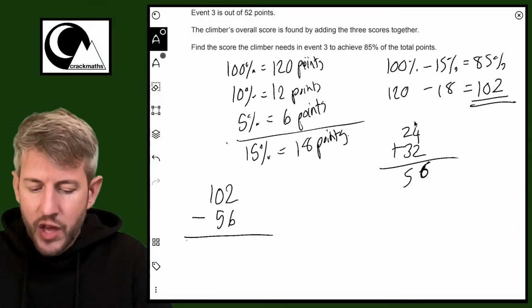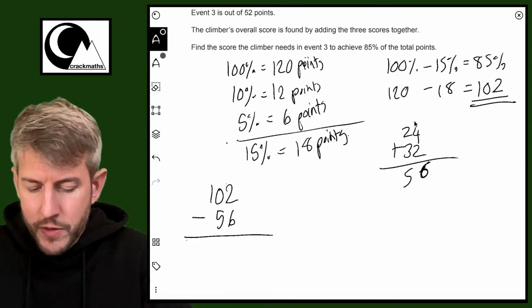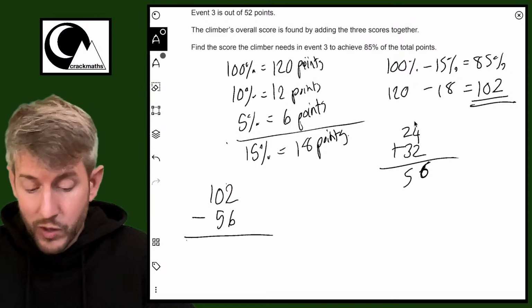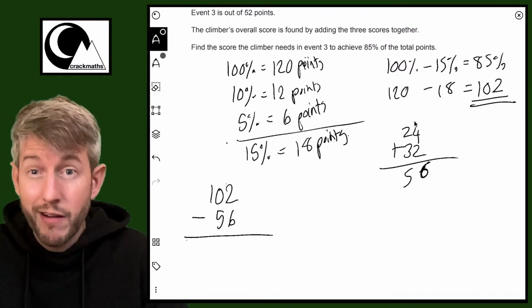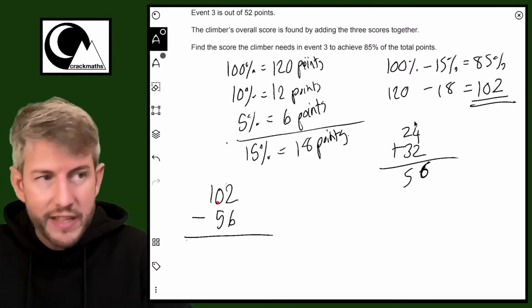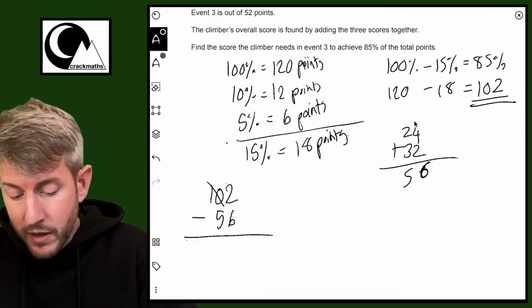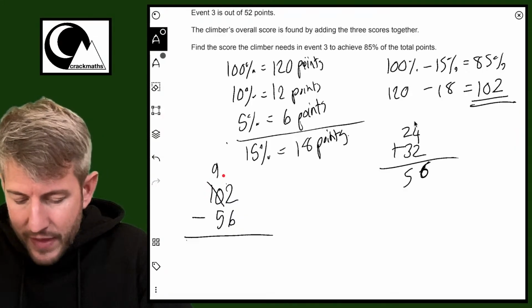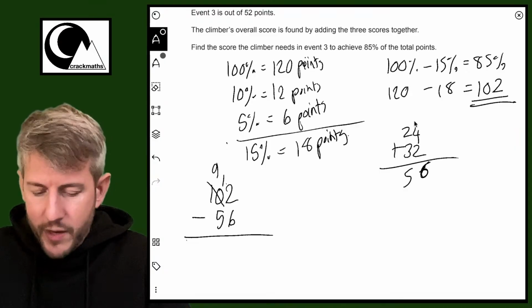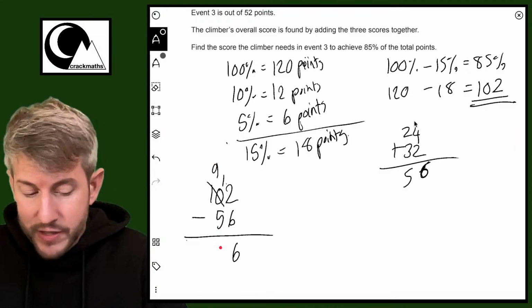Okay, so let's have a look at this. We've got 2 take away 6. Well, 2 take away 6 doesn't work, so we've got to borrow from the 0. We can't borrow from the 0, so we treat this as a 10. We borrow from the 10. This becomes a 9, and then that becomes a 1. So 12 take away 6 is 6. 9 take away 5 is 4.